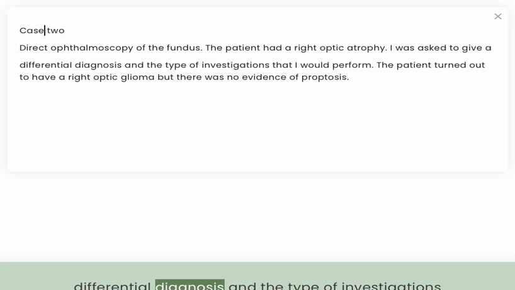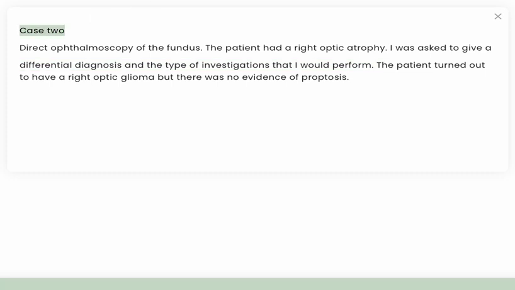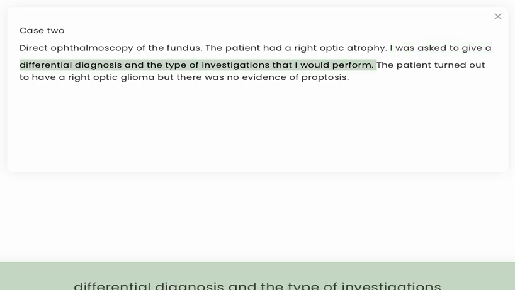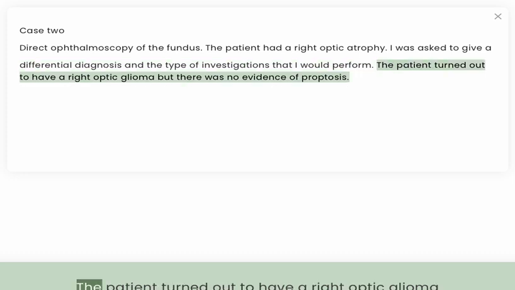Differential. Case 2. Direct ophthalmoscopy of the fundus. The patient had a right optic atrophy. I was asked to give a differential diagnosis and the type of investigations that I would perform. The patient turned out to have a right optic glioma, but there was no evidence of proptosis.